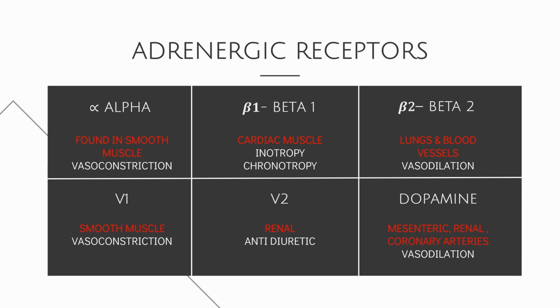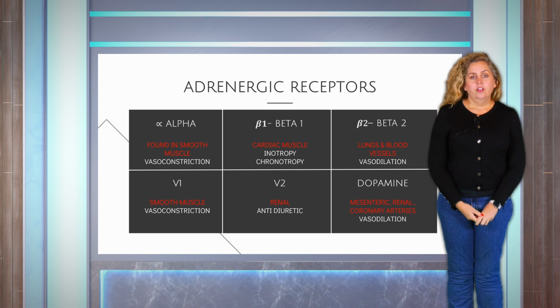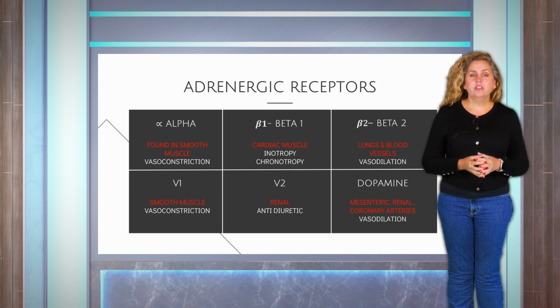Beta 2, they are found in our lungs and also the rest of our blood vessels. And if they're stimulated, they actually cause vasodilation. And this is a very important one to note because we do want this if our pulmonary vascular resistance is high.